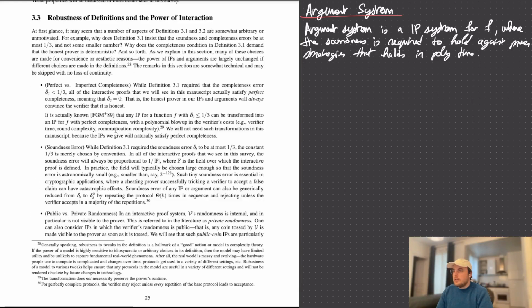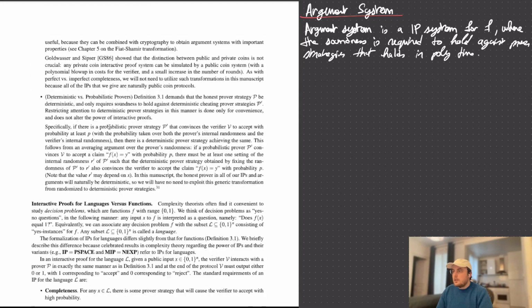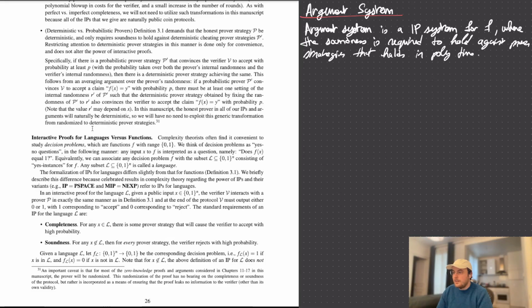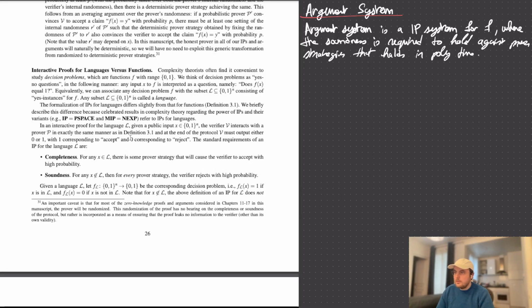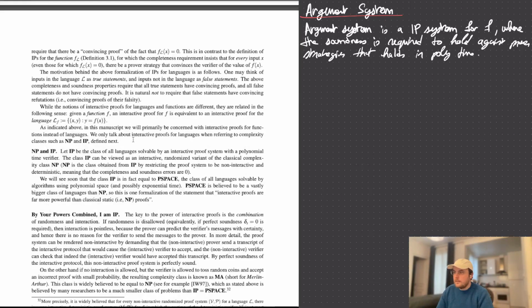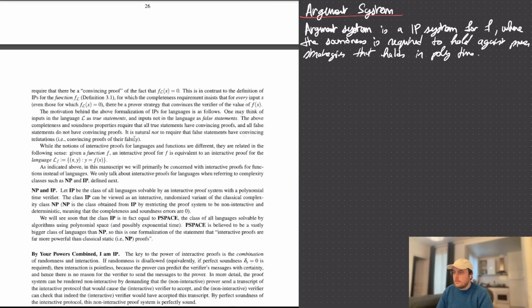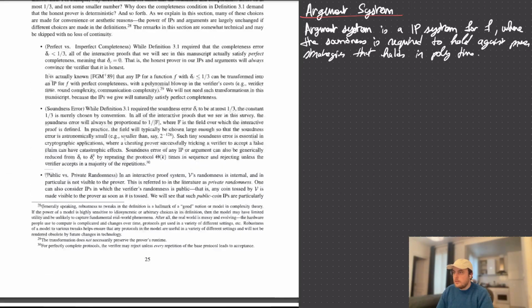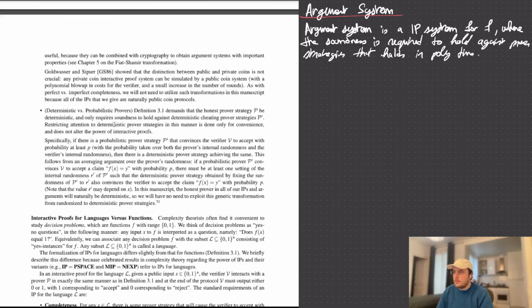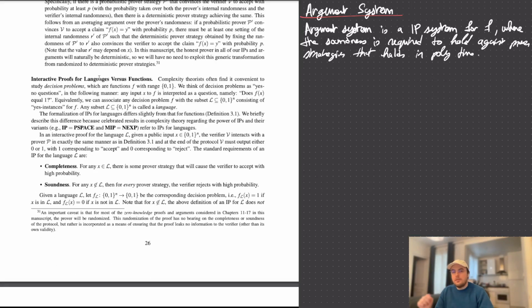Honestly, I think this is interesting. I guess it's this exact section. Let's read this, and if we think it's not worth it, we'll skip it.